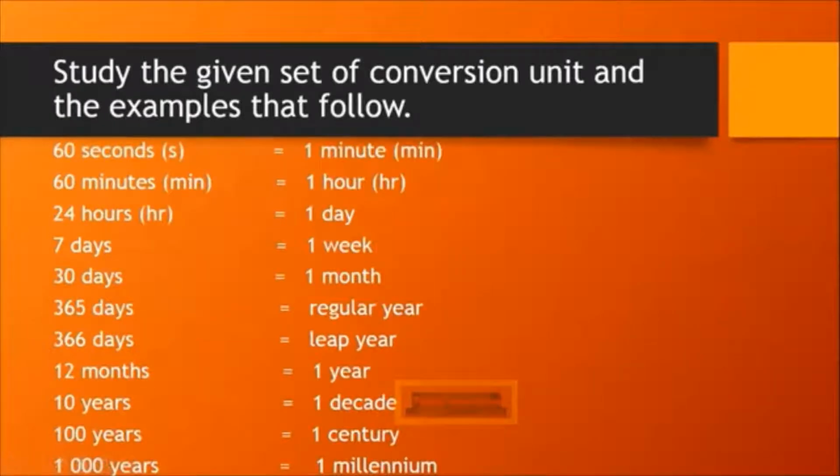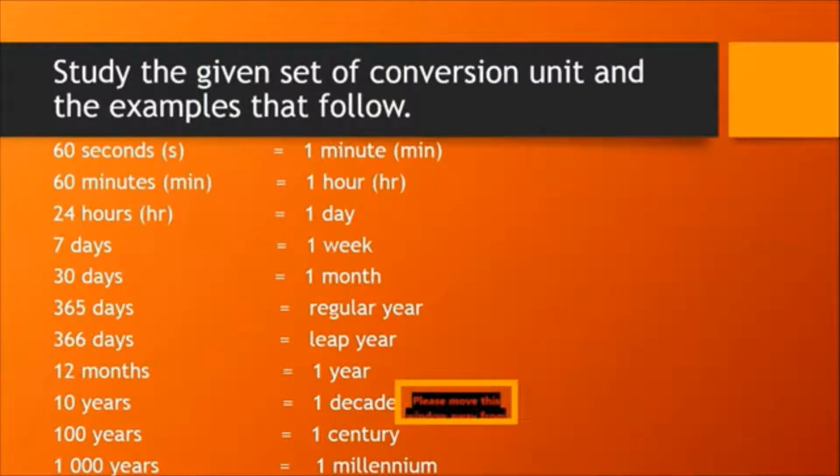Now let us study the given set of conversion units. Let's start with 60 seconds. It's equal to 1 minute. 60 minutes is equal to 1 hour. 24 hours is equivalent to 1 day. 7 days is equal to 1 week. 30 days is 1 month. 365 days is equivalent to 1 regular year.